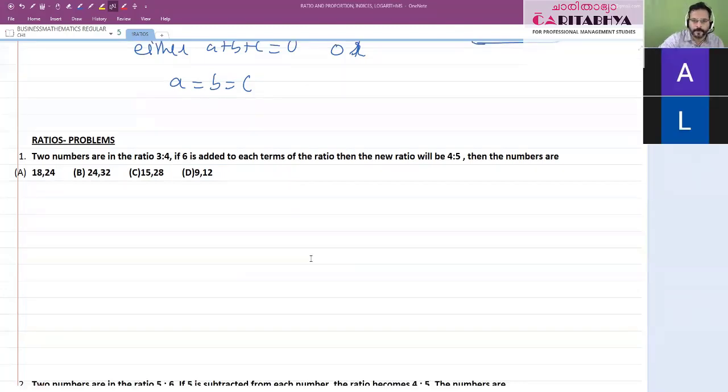Good morning. So last day, we discussed the theory of ratios. Okay, let's look at problems. Let's first state the definition of ratio.